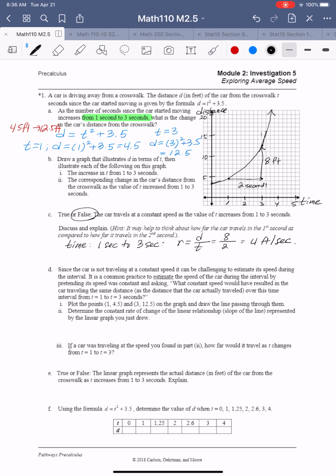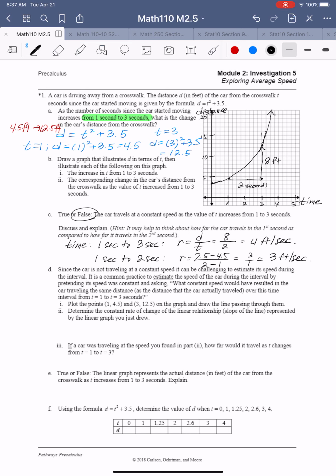But if I choose a different time, let's say 1 second to 2 seconds, the rate is still distance over time. When you plug it in, it shows 7.5, so 7.5 minus 4.5 over 2 minus 1, which becomes 3 over 1, and that's 3 feet per second. So at the beginning, it's only 3 feet per second. Indeed, since the car is not traveling at a constant speed, it can be challenging to estimate its speed during the interval.